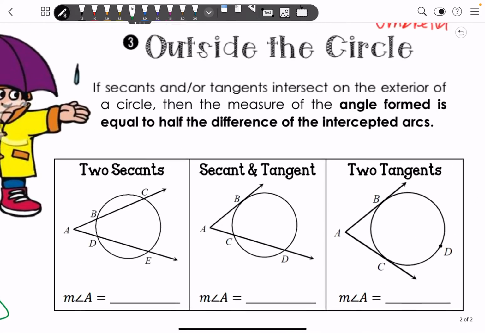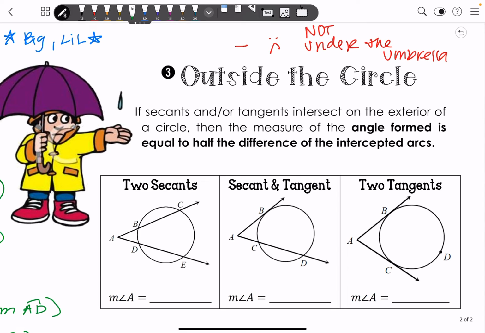All right, this next one is going to be outside this circle. So remember, you are outside of the umbrella when it's pouring down rain or when it's super sunny. So what's going to end up happening is that if they intersect on the exterior of a circle, then the measure of that angle is going to equal half the difference of the intercepted arcs, which means, remember, difference means that you're going to subtract.